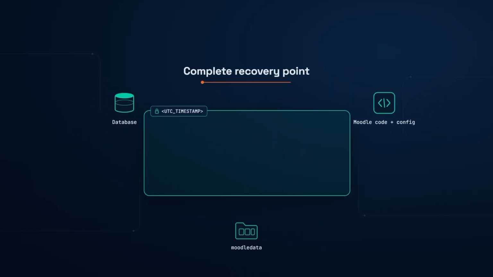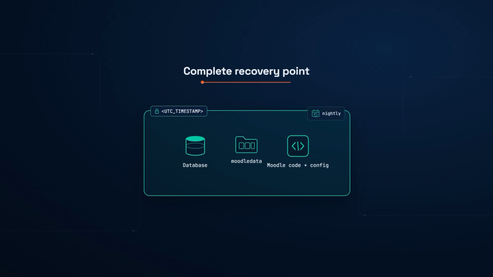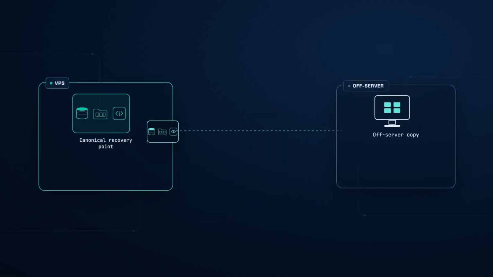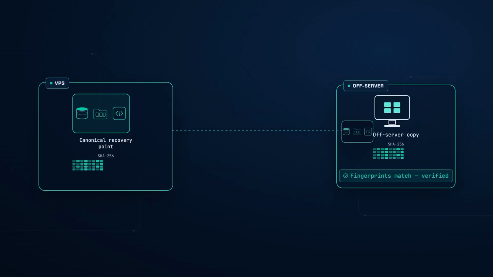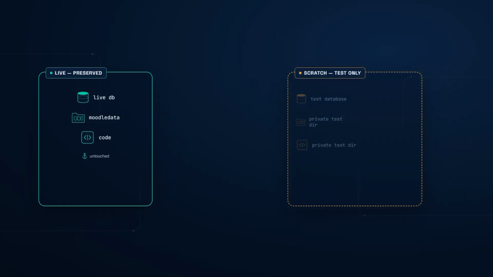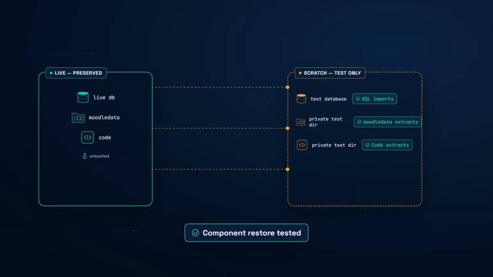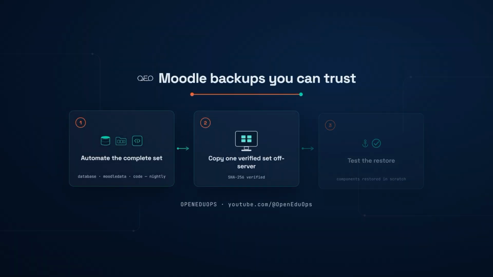Today, we will build a complete nightly backup, move one copy off the server, and restore every component into isolated test targets. Because a backup is only useful when you have evidence that it can be restored.